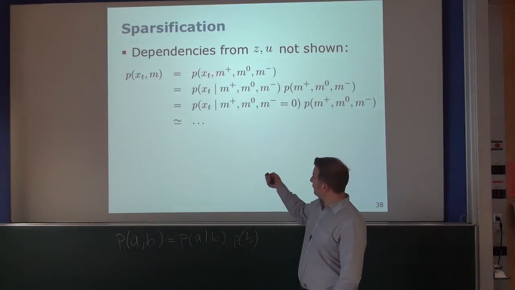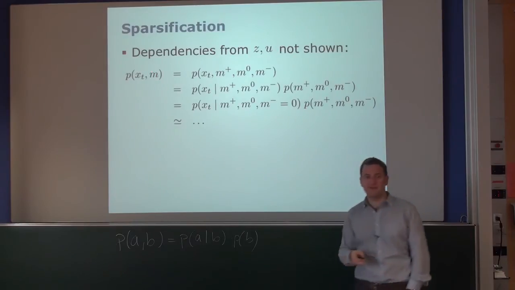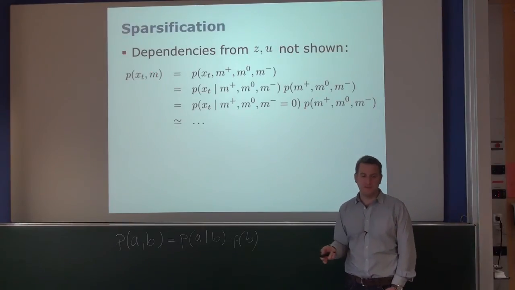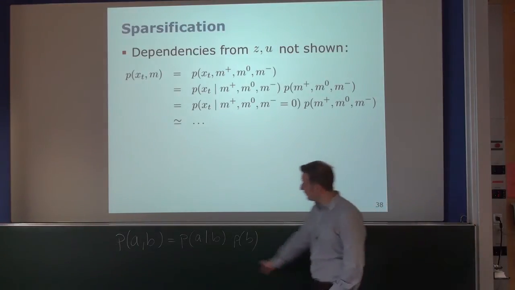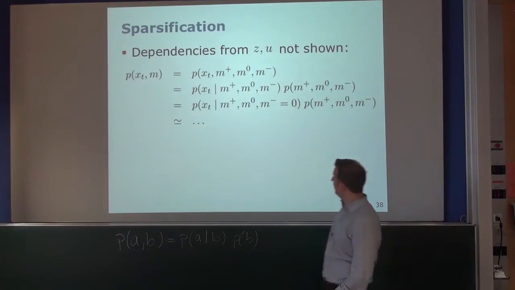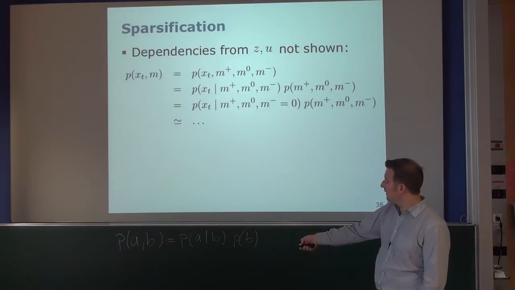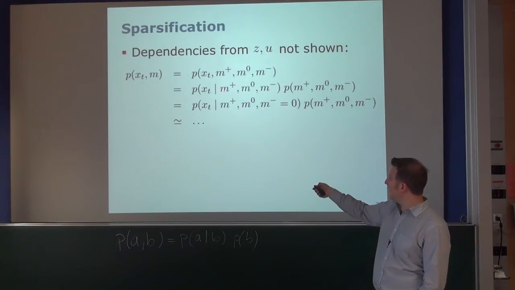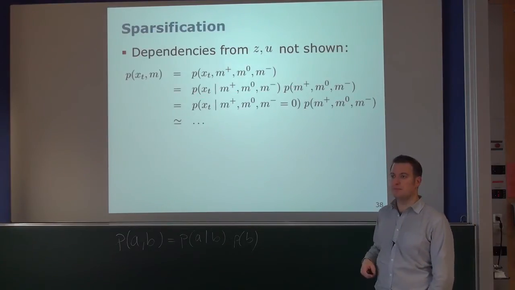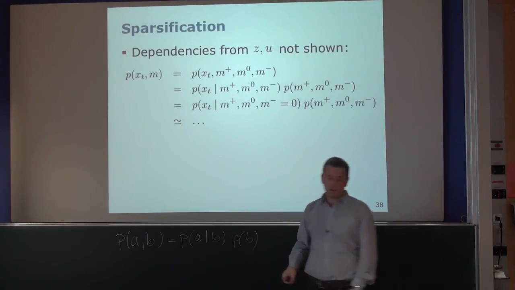Okay, so this was the step we have seen in the previous slide. We just expanded m by saying it's m plus, m0, and m minus. Then the next thing is the definition of conditional independence, exactly what's written here still on the blackboard. In this case, a corresponds to xt, and b corresponds to the three variables over here. So we turn the joint belief, p of a and b, into p of a given b times p of b. Nothing bad has happened over here.